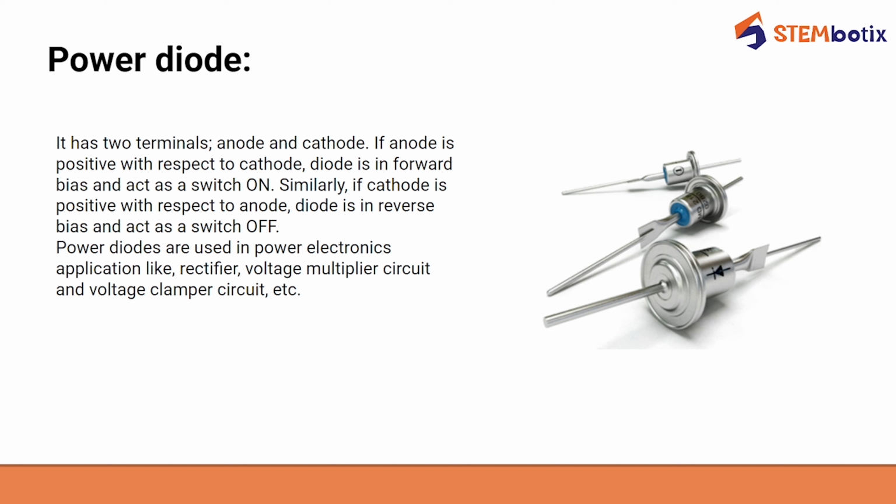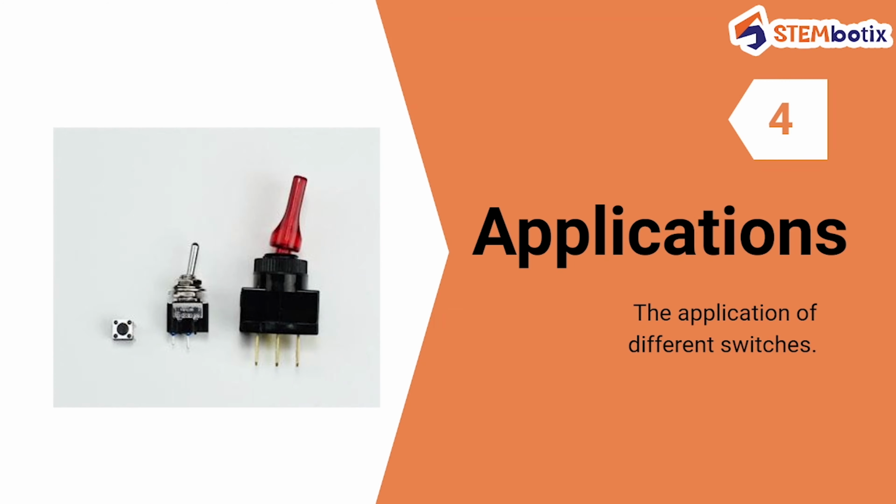But if cathode is positive with respect to anode, then the diode will be called in reverse bias situation, and in this particular situation this power diode will work as an off switch. So these power diodes are used in rectifiers, voltage multiplier circuits, and voltage clamper circuits. So these are the operating or you can say application regions of these power diodes.